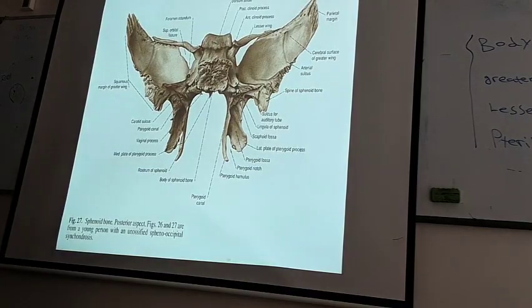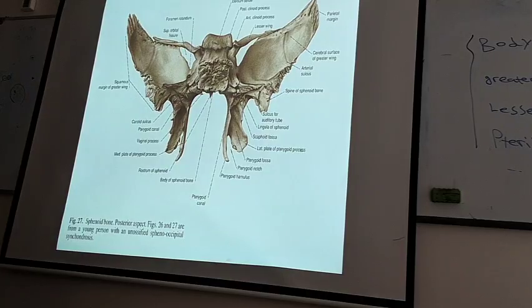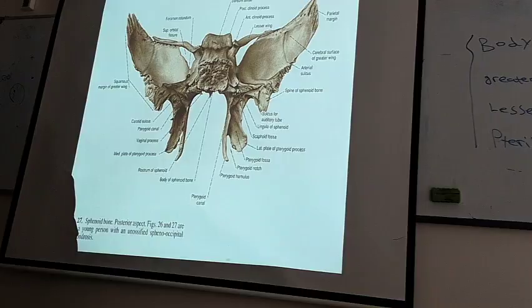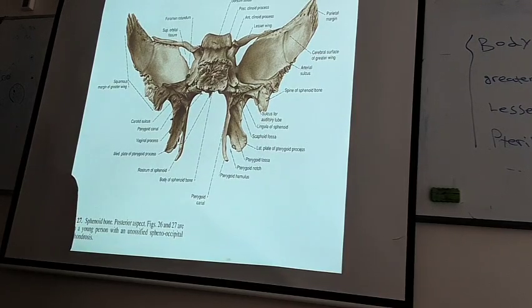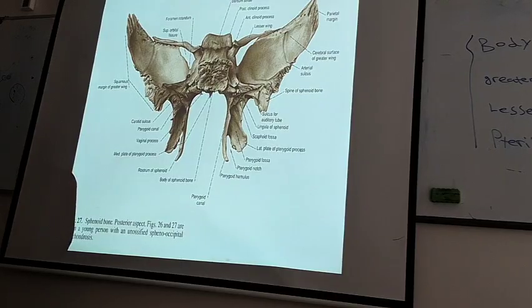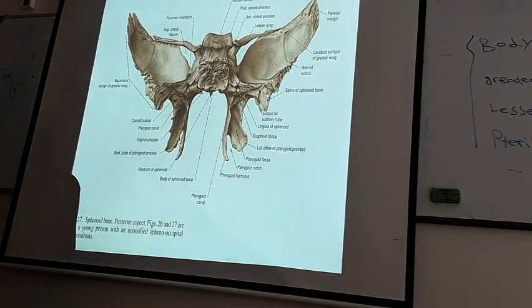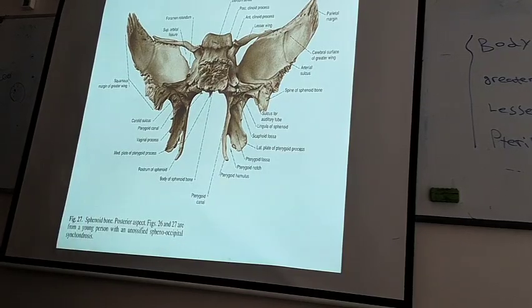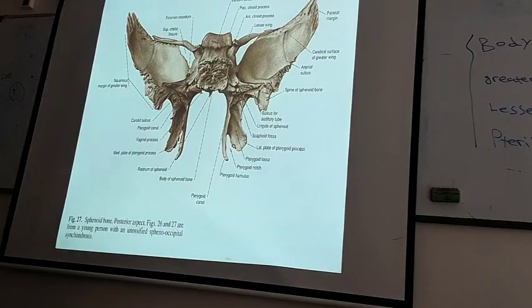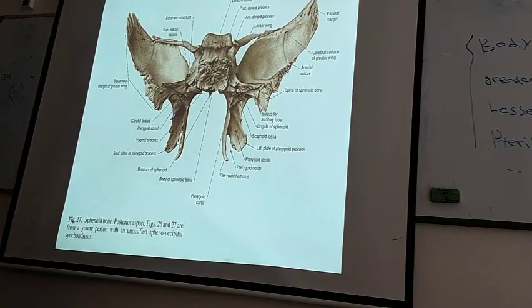For the beginning, the body. The body is like a cuboid. In the body we have a space. This is the sinus of the sphenoid. This body has 6 surfaces: superior, inferior, anterior, posterior, and 2 lateral surfaces. The superior surface is in the base of the cranium, from internal.